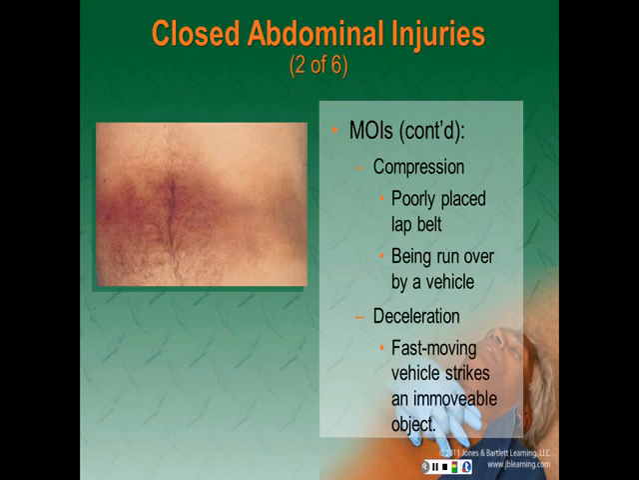Compression is typically caused by a poorly placed lap belt, which creates an injury pattern called a clasp knife injury. It can also be caused when a person is run or rolled over by vehicles or objects. Also, deceleration, which commonly occurs when a person or the vehicle he or she is traveling in strikes a large immovable mass, such as a larger vehicle, a bridge abutment, or the ground.